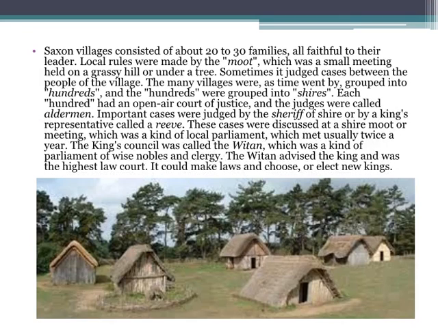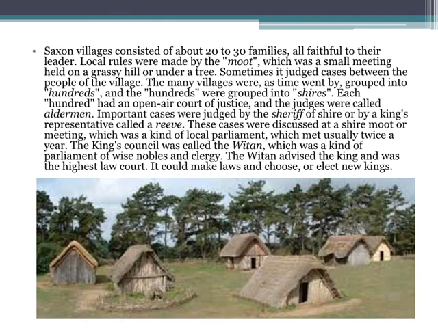Saxon villages consisted of about 20 to 30 families, all faithful to their leader. Local rules were made by the moot, which was a small meeting held on a grassy hill or under a tree. Sometimes it judged cases between the people of the village. The many villages were, as time went by, grouped into hundreds, and the hundreds were grouped into shires.